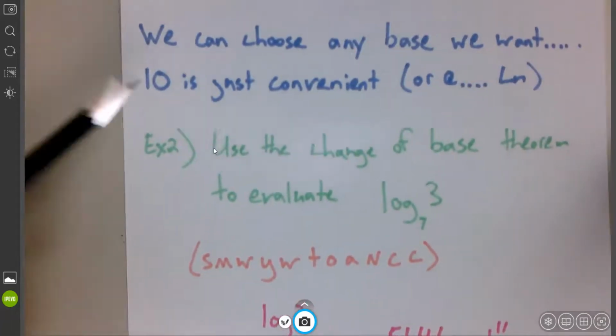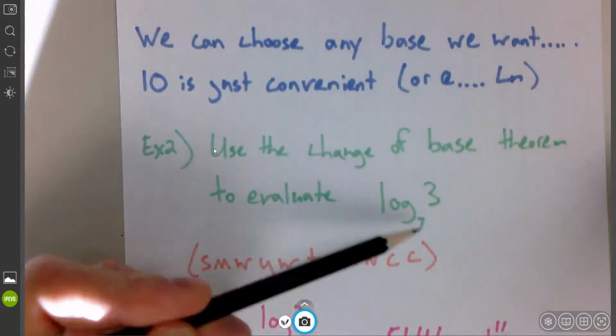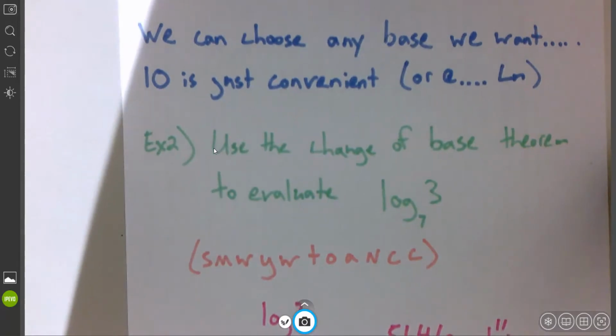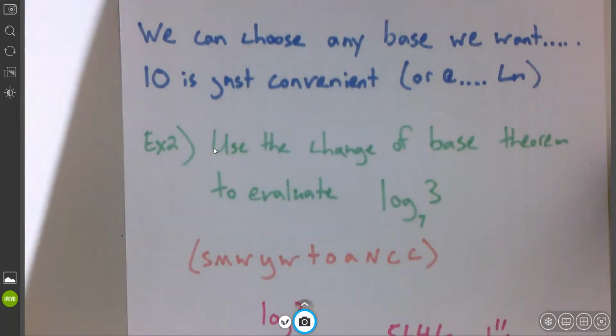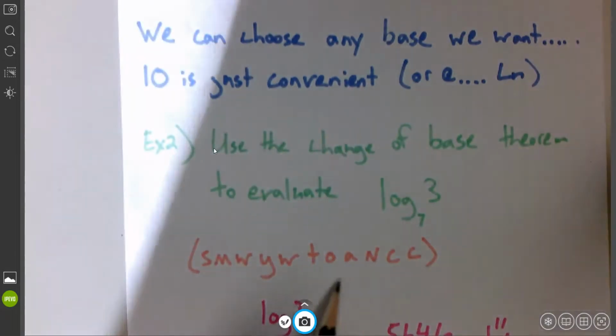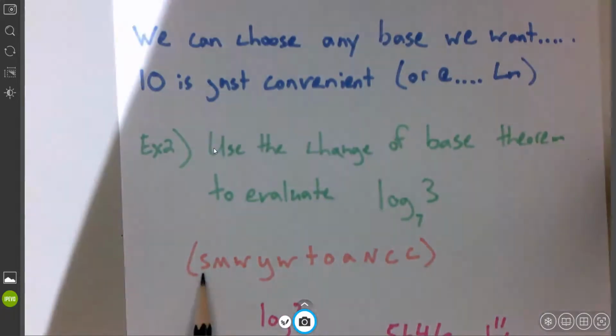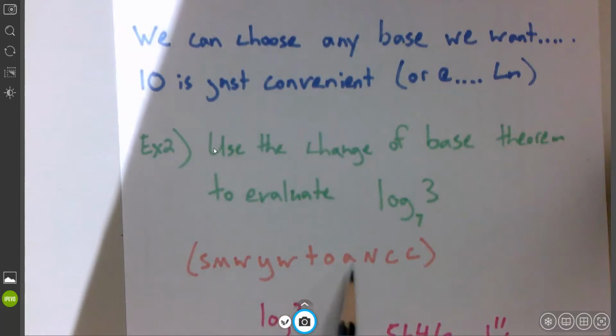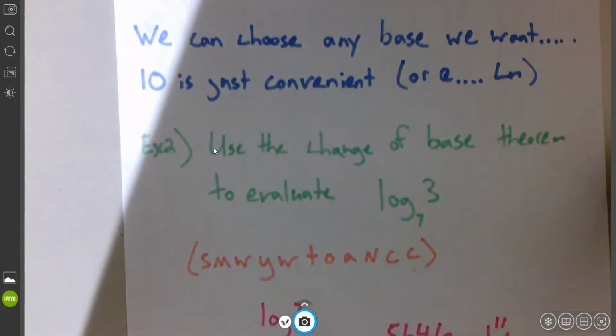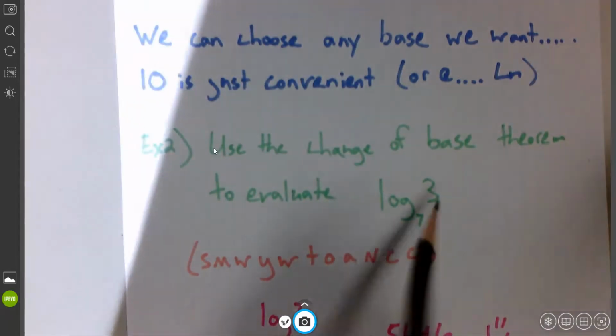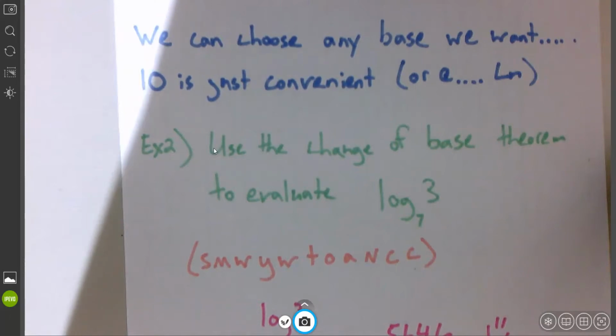So here's a typical problem. It says use the change of base theorem to evaluate log base 7 of 3. Now, some of your calculators can actually do any base you want. It wasn't always the case like that, so I want us to use the change of base theorem to make this happen. Show me what you would type on a non-cheating calculator, a calculator that doesn't just do log base 7 of 3. So what I'm getting at is use the change of base theorem.